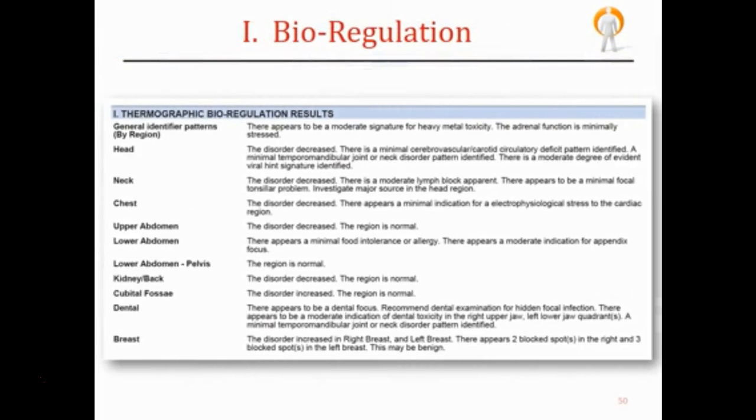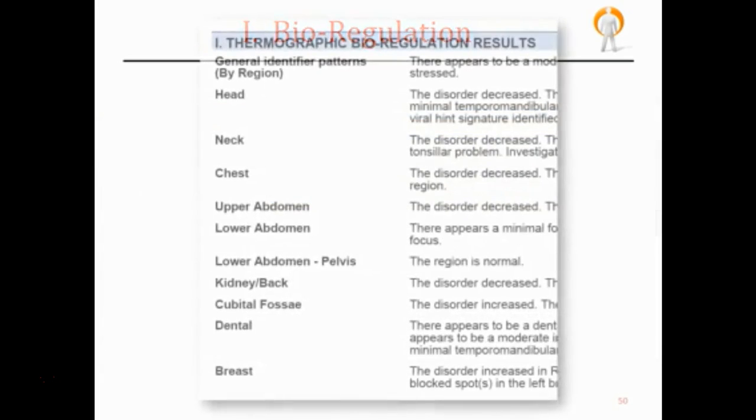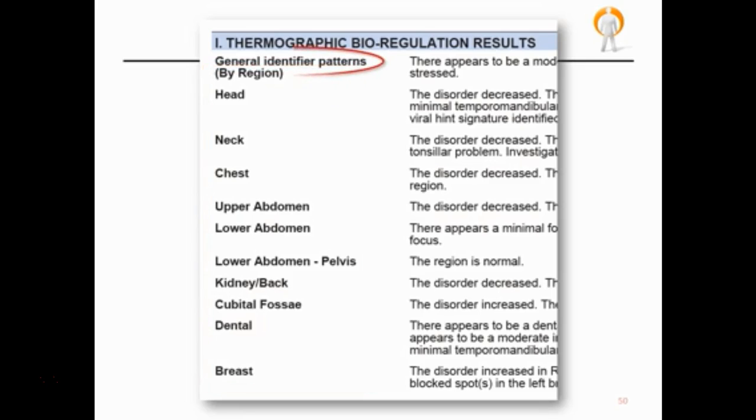The first section is called Thermographic Bioregulation Results, and this is the most important part of the report because you'll find a description of all the findings by region, meaning area of the body. On the left is a list of the regions from the head, neck, and chest all the way to the breast region for women. And at the top you'll find the general identifier patterns, which are derived from whole body systemic signature patterns.